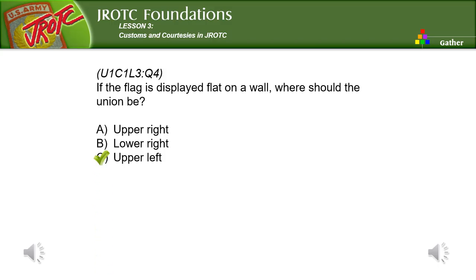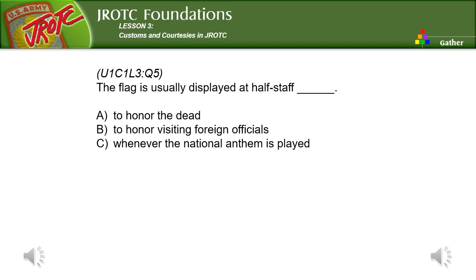The answer is C, upper left. The flag is usually displayed at half-staff blank. Is it A, to honor the dead, B, to honor visiting foreign officials, or C, whenever the national anthem is played? The answer is A, to honor the dead.